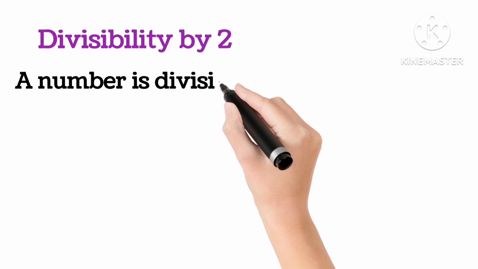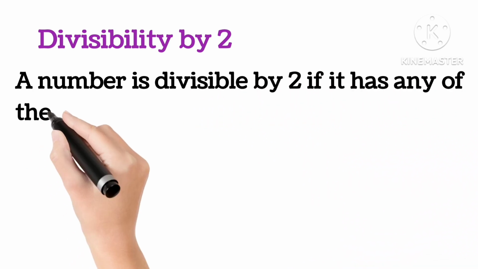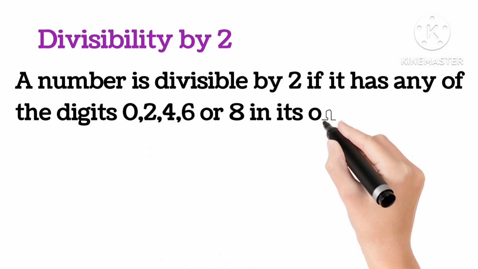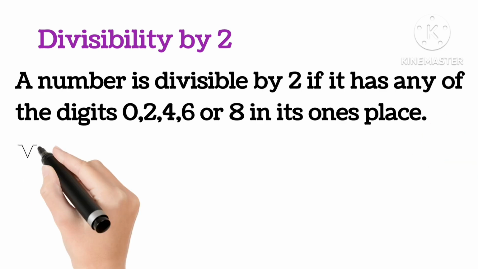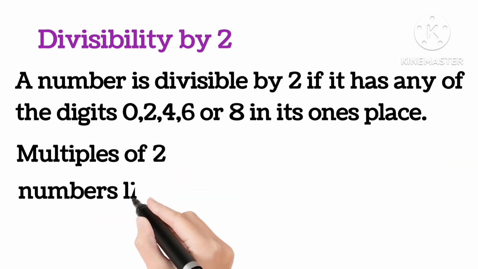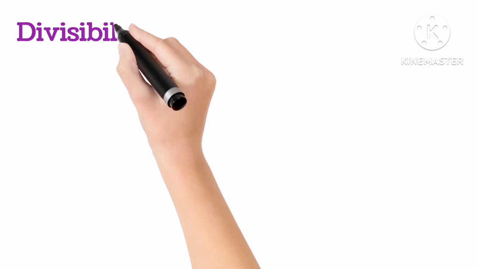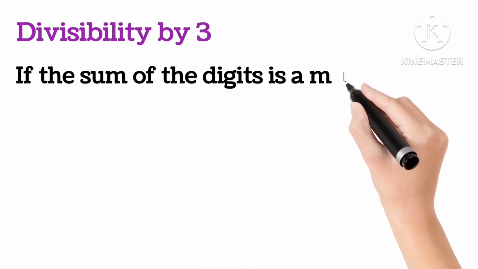A number is completely divisible by 2 if it has any of the digits 0, 2, 4, 6 or 8 in its ones place. Also 2, 4, 6 and 8 are multiples of 2. So any number like 2410, or any other number which has 0, 6, 8, 2 or 4 in its unit place, will be divisible by 2. Now let's find the divisibility rule for 3.